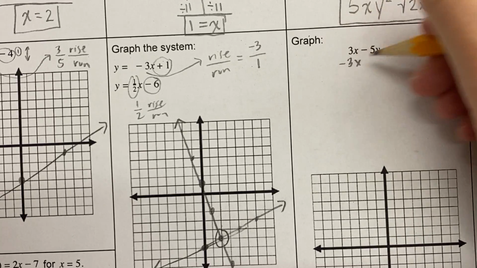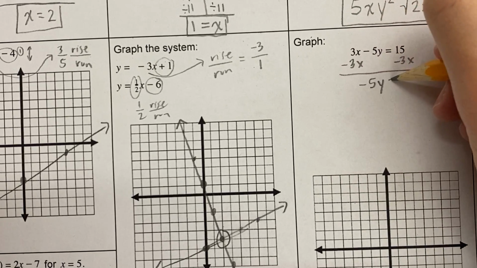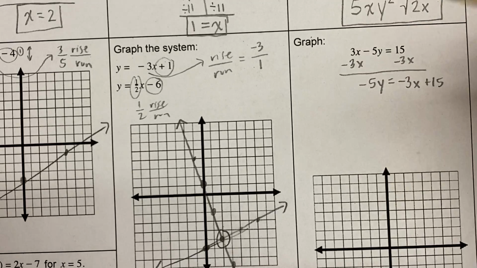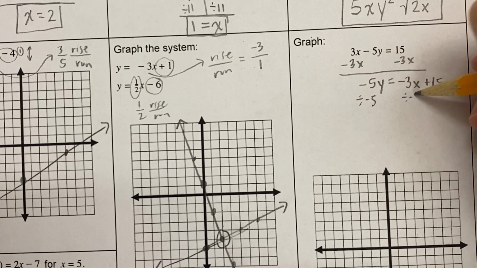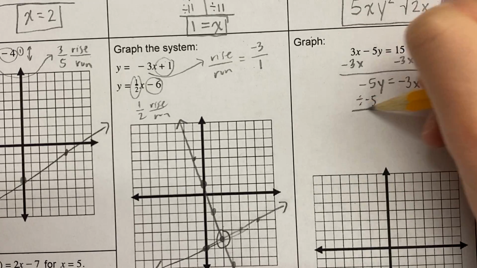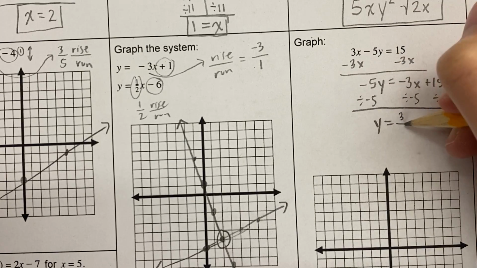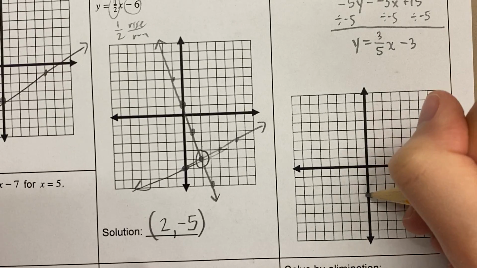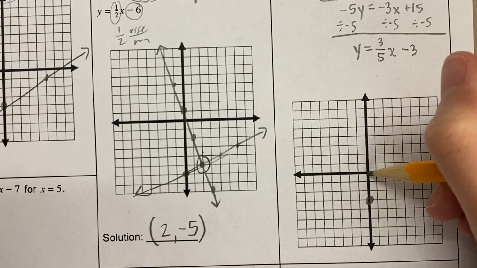Okay, so first I'm going to move, right? I want this to look like y equals mx plus b. So I'm moving the x's first to the right side. Then I'm going to divide by -5. Okay, and this is very similar to that top middle problem right now. Negative divided by negative is positive, and it's 3/5 x. 15 divided by -5 is -3. So now when I graph it, I start at -3. Okay, and my rise over run is 3 over 5.